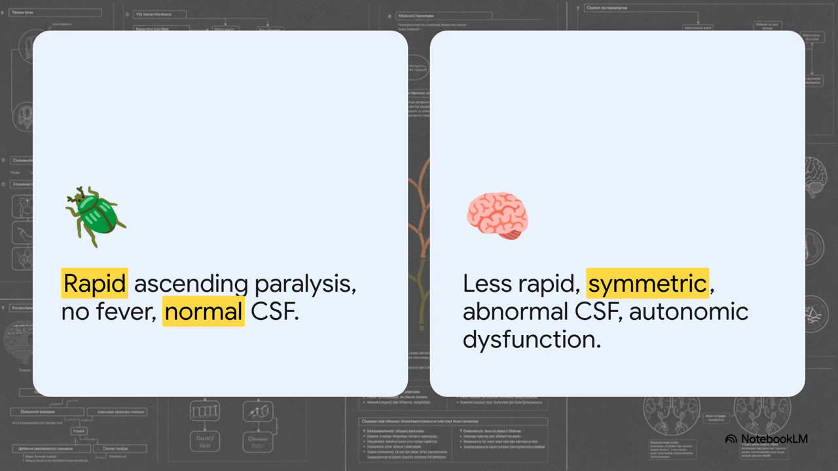Now, Guillain-Barré syndrome can look super similar, but it's typically less rapid, it's more symmetric, and it notoriously features CSF abnormalities, along with autonomic dysfunction. So if you see that rapid onset with normal CSF, your next best step in management is to do a meticulous search for that tick and get it removed immediately.